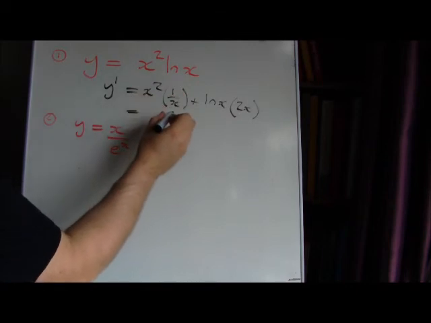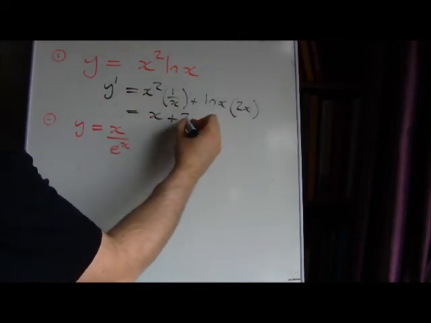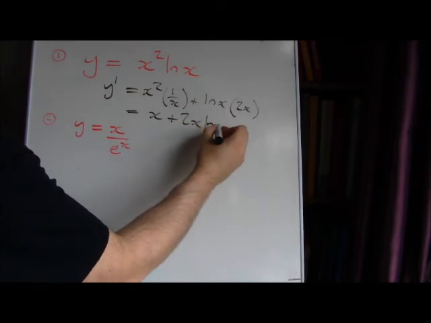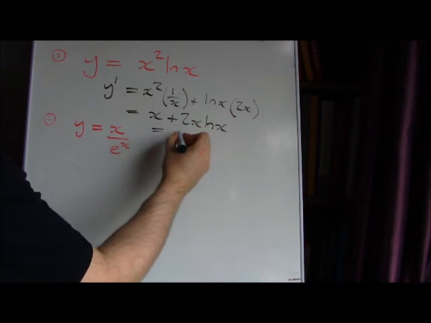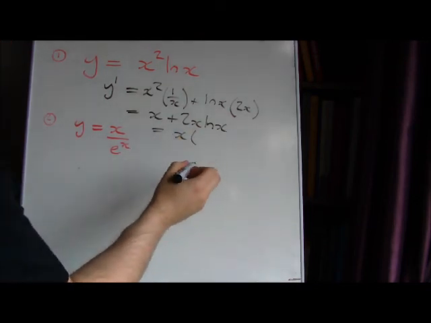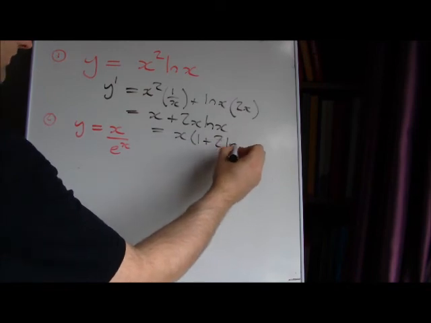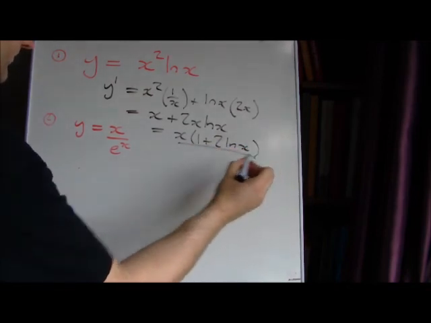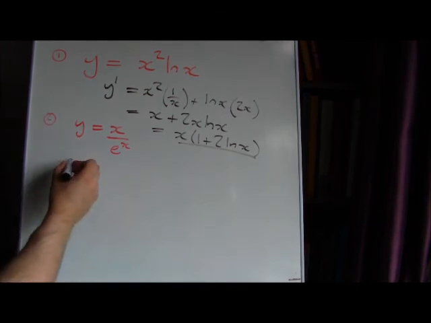So x squared times 1 over x will give me x, and for this there isn't a lot we can simplify there, so it's going to be 2x log of x. And I guess you could factorize that if you wanted to. So that's going to give me x into 1 plus 2 log of x. Very quick. The second example, well, it's a quotient, but we can write that as a product.